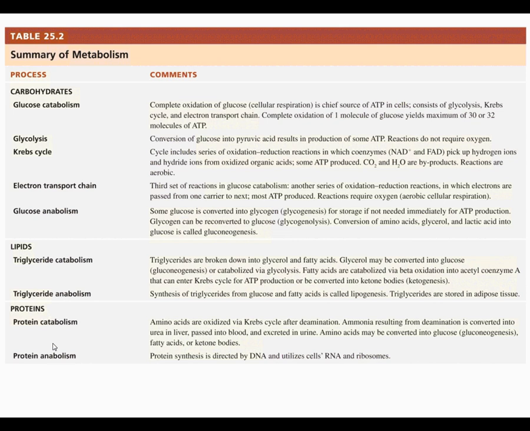Thinking back to the beginning of the semester when we learned about gene expression, where DNA can be used to make RNA, and RNA can then be used to make proteins. That's protein anabolism.